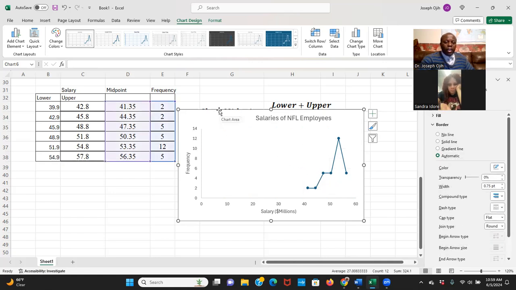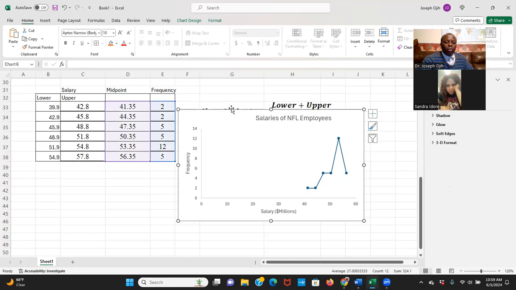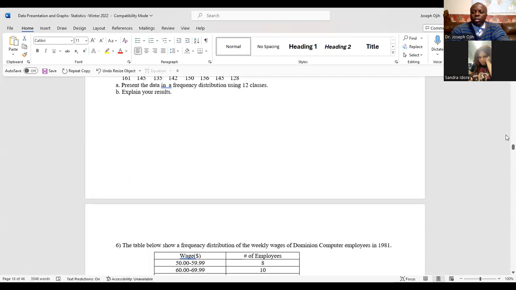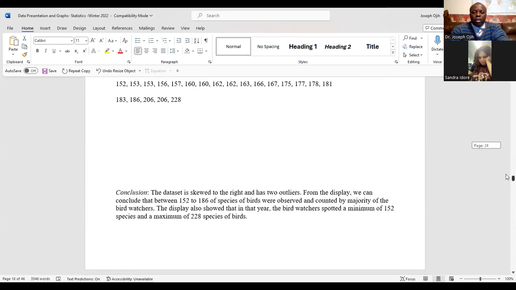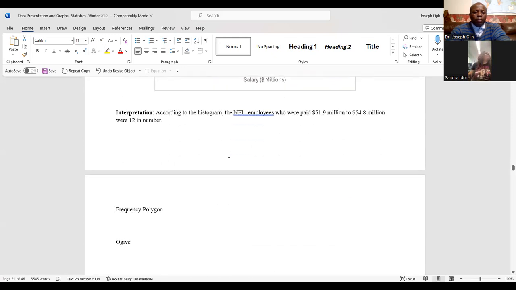And then click on the edge of the chart once. Then Control C. Then you go to your Word document where you're showing your work, and this is where it should be. And then you paste it from here. Paste it.